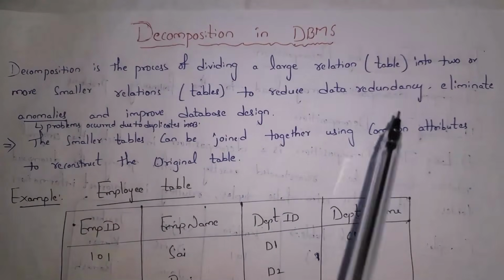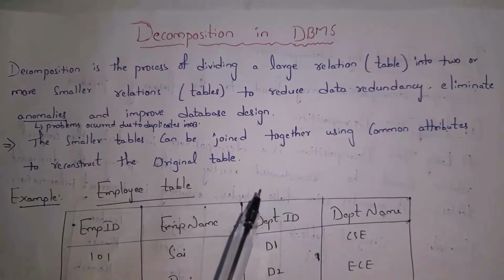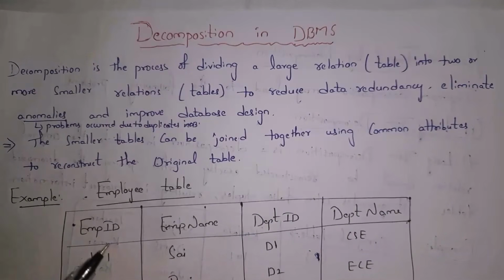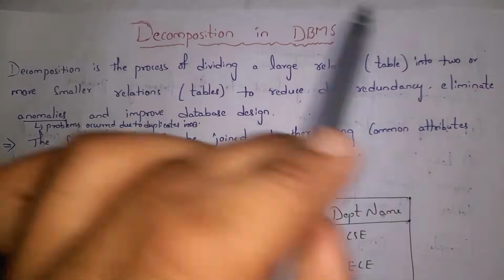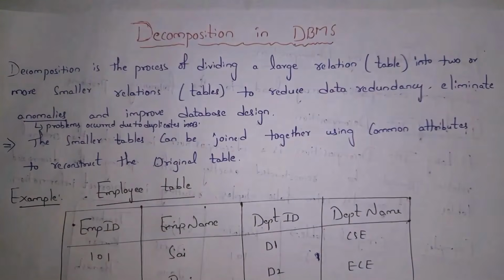Because data redundancy means duplicate values. In order to remove duplicate values and in order to eliminate anomalies, meaning problems that are caused due to duplicate values in database, we call it as anomalies. And in order to improve database design, we need to divide larger table into smaller tables. We call it as decomposition.